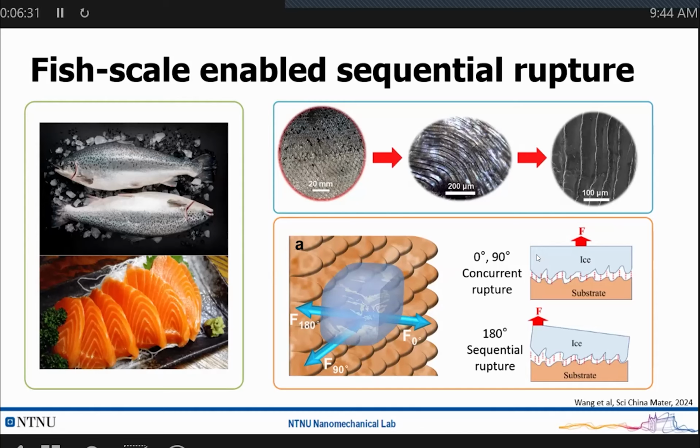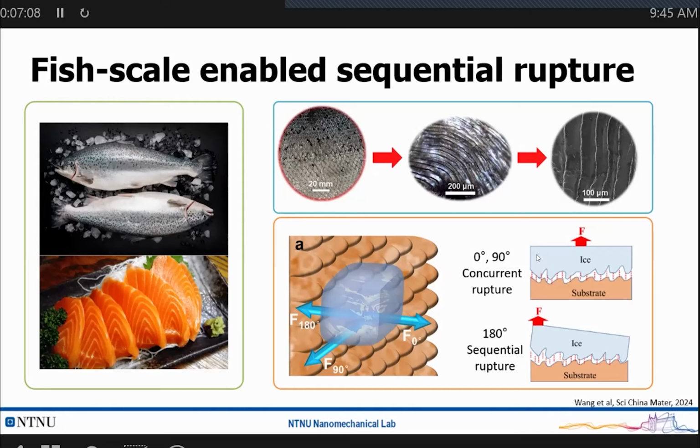If we remove ice along the 0 degree, along the growth of the fish scale, or 90 degree, then probably we don't see any difference from the interface fracture. We have such concurrent rupture at the interface. But if we peel this ice cube against the growth direction of the fish scale, then we can realize this opening of the fish scale one by one, and this sequential rupture.